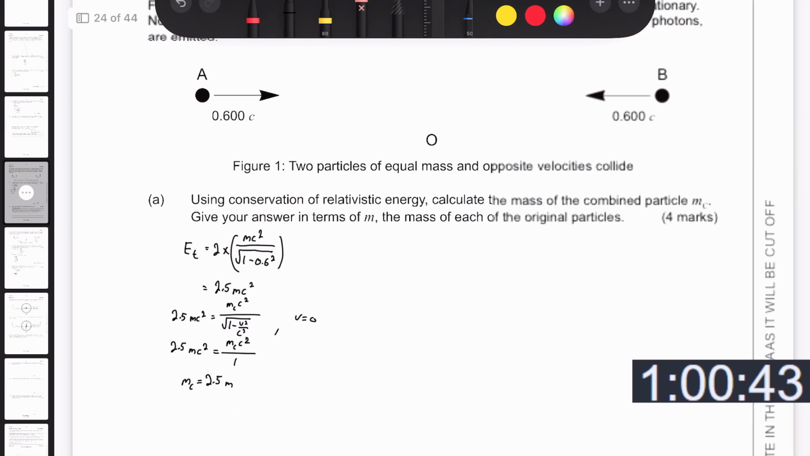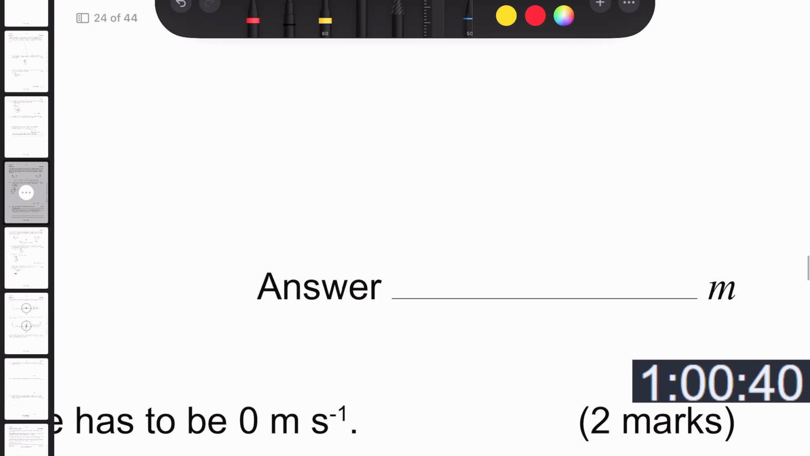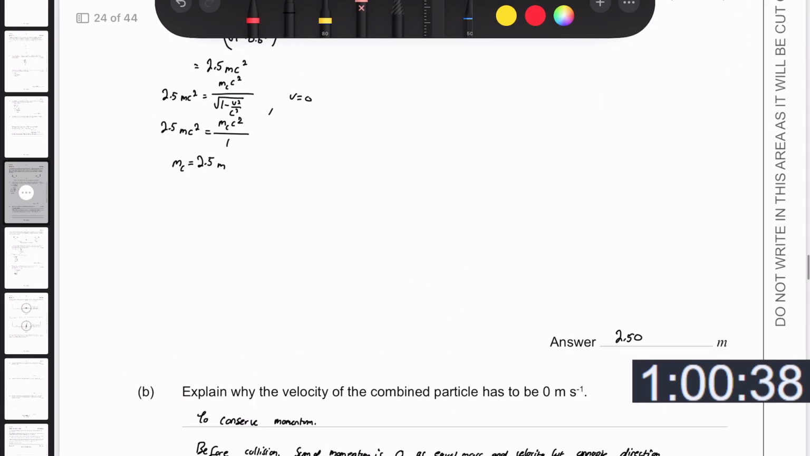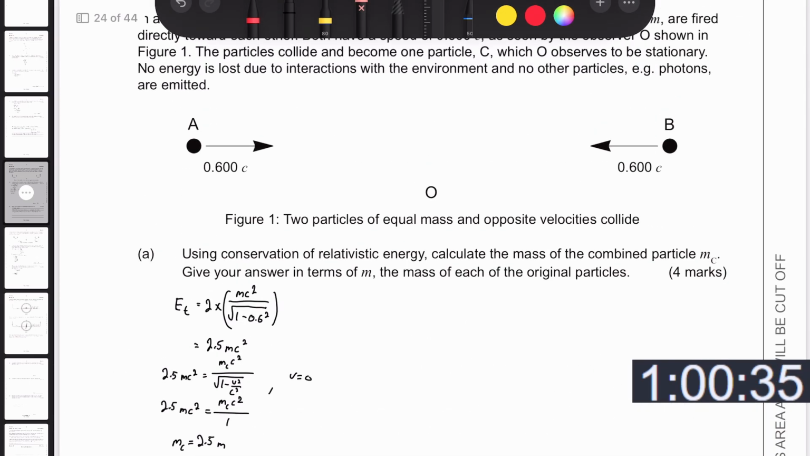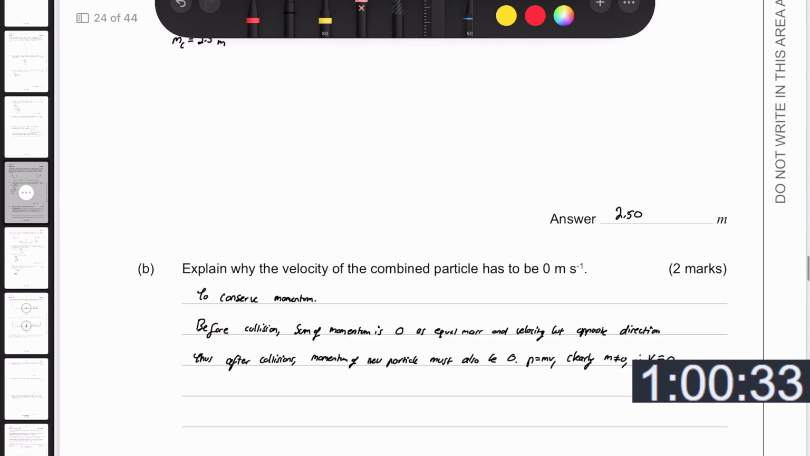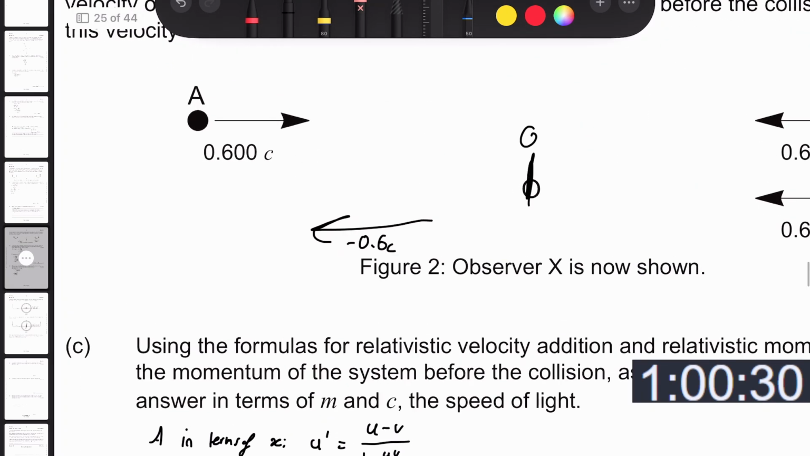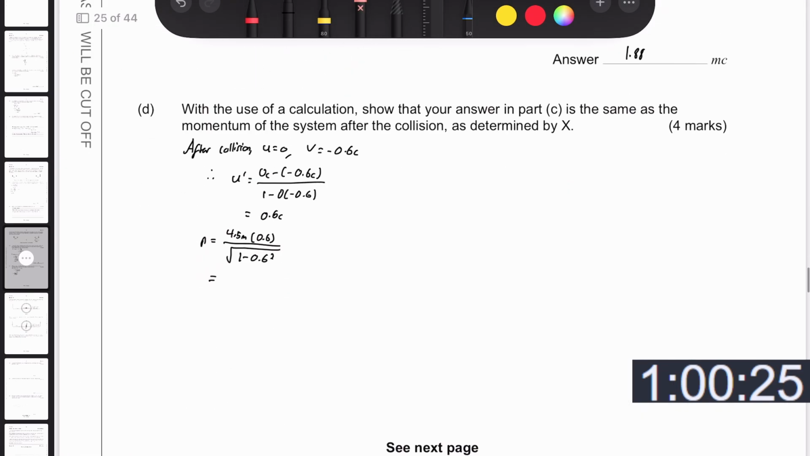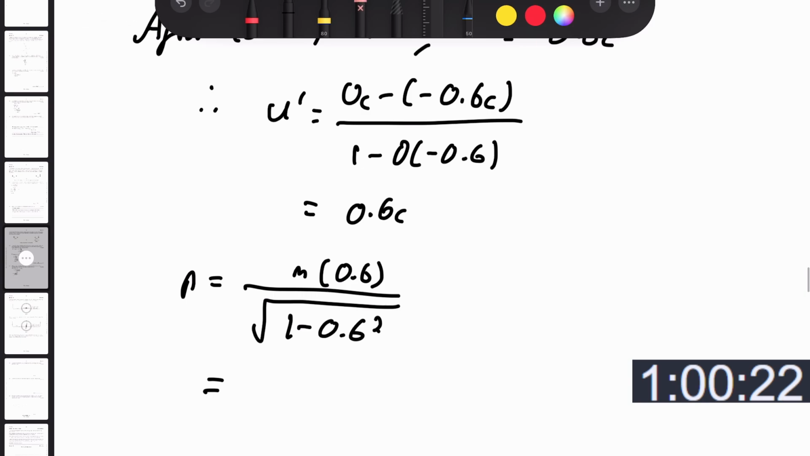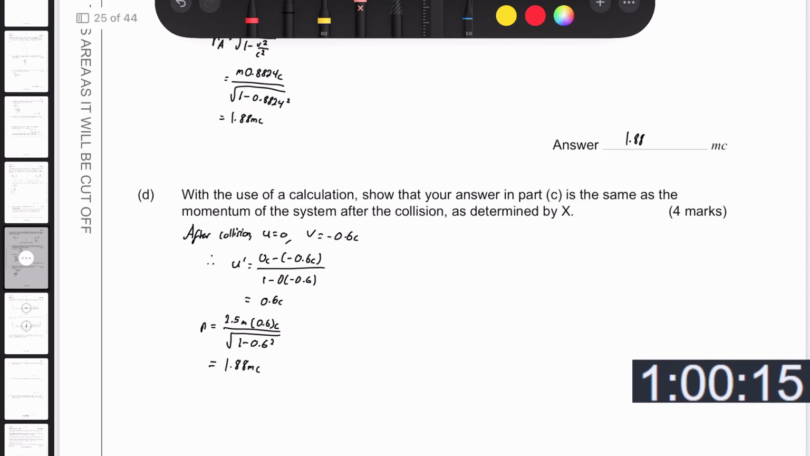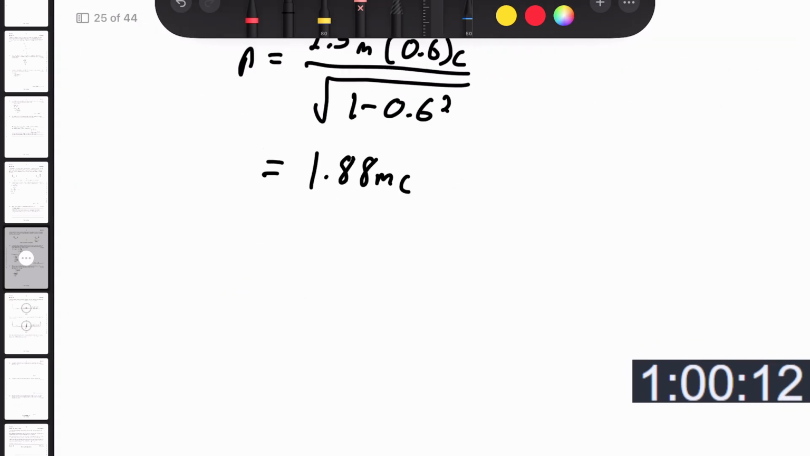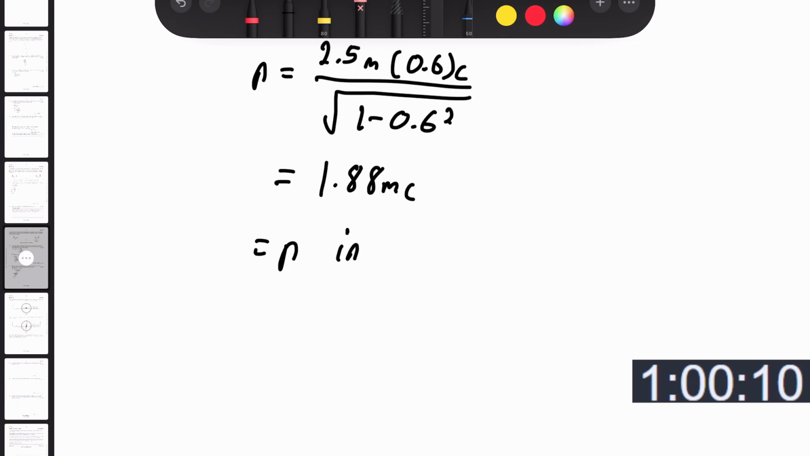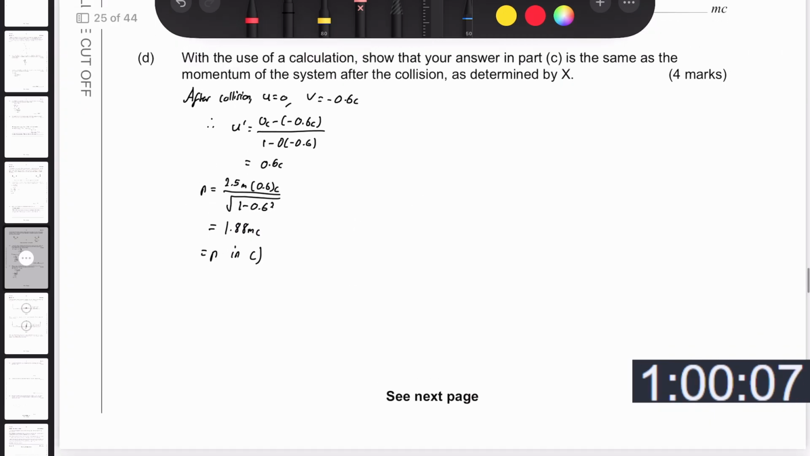2.5 and 2.5 m. So here's 2.50. This is double of the total. Okay, I don't know what I was writing over there, because then there'll be ET equals ET plus E rest. That doesn't make sense. So this will be 2.5. And then this is equal to 1.88 MC, which is the same, equals P in C. So 1.88.